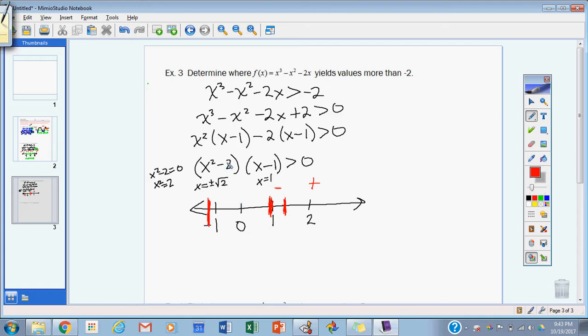0 is an easy one to pick. -2 times -1 is going to give me a positive region in there. And then a very large negative will give me a positive here times a negative here, which is actually going to give me a negative region. So in this one here, we would like to shade anything greater than 0, so that means our positive regions.